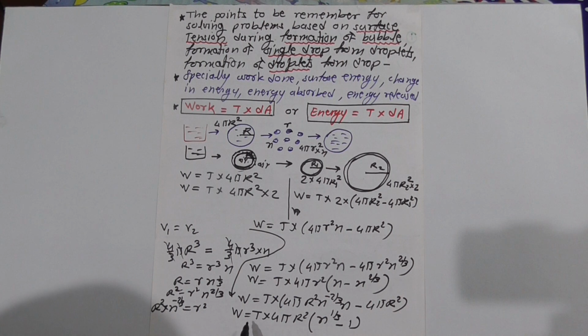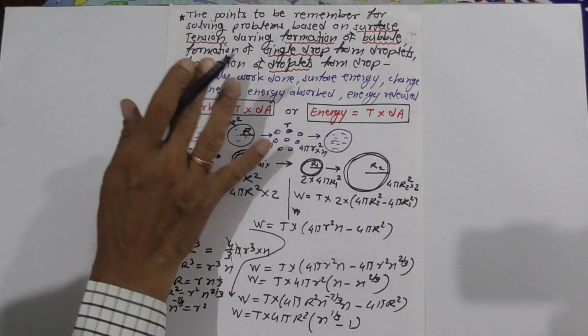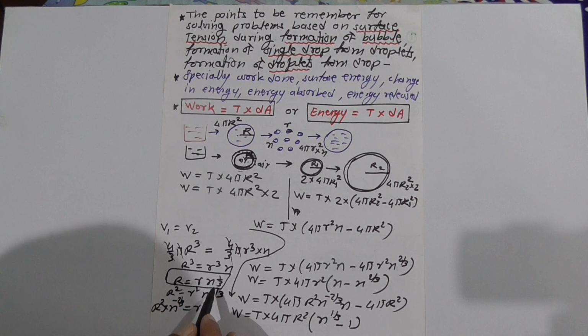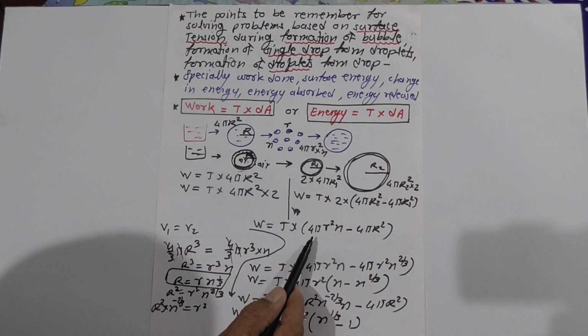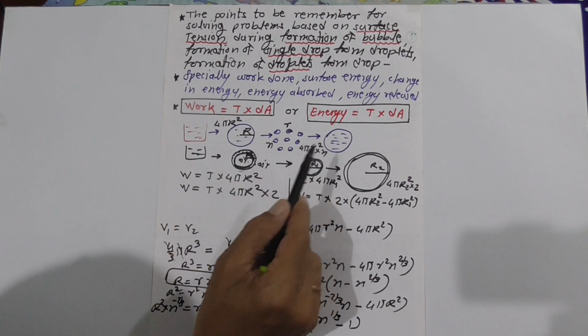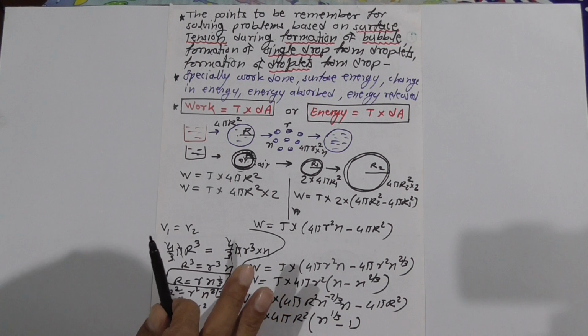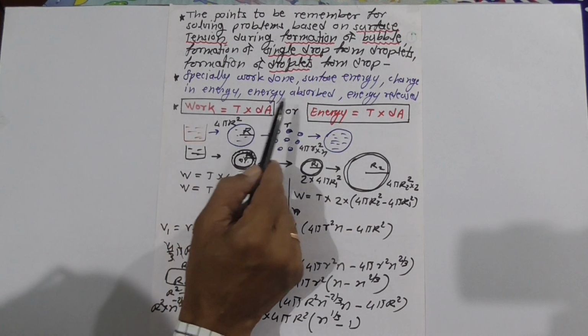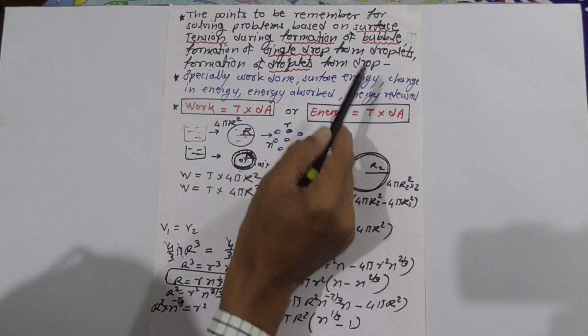This is the final expression for the amount of energy required or work done in terms of capital R, the radius of the single drop. All these points you have to take under consideration, but the simple thing is that this capital R is equal to small r into n raised to 1 by 3, and should be considered in this expression during formation of droplets from the single drop or formation of a single drop from the droplets. These points are to be remembered while solving problems based on work done, surface energy, change in energy, energy absorbed, or energy release related to surface tension.